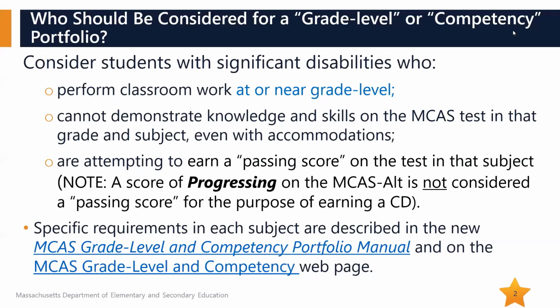What are we going to talk about today? Well, we're going to talk about grade level and competency portfolios, what students should be considered for them. We're going to talk a little bit about the requirements for these portfolios, and how to complete them. We're going to talk about appeals, the appeals process for students with disabilities that are trying to graduate. And then lastly, we're going to have a little Q&A for some questions that I'll answer in the chat.